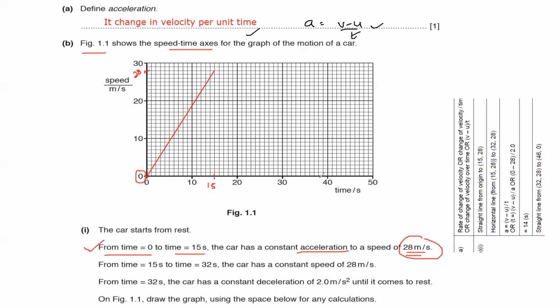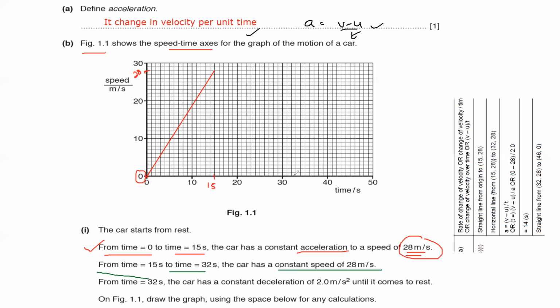From time equals 0 to 15 seconds, the car is having a constant acceleration and it reaches a speed of 28 meter per second. Then the second part, for time 15 seconds to 32 seconds, the car has a constant speed of 28. So what does it mean? The car does not change its speed. The term constant speed means speed does not change. So from 15 seconds to 32 seconds, we have to draw a constant speed. Constant speed means a horizontal line in a speed time graph.